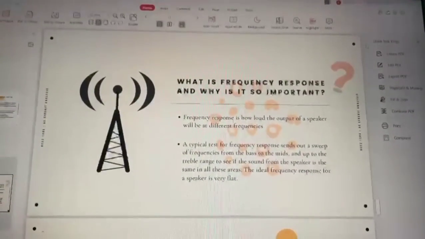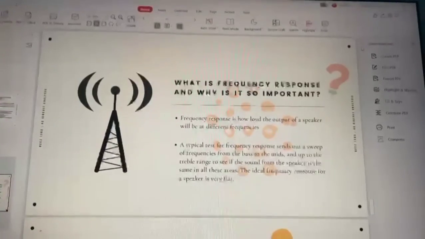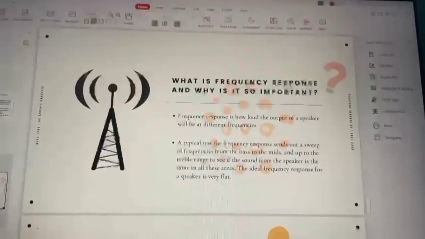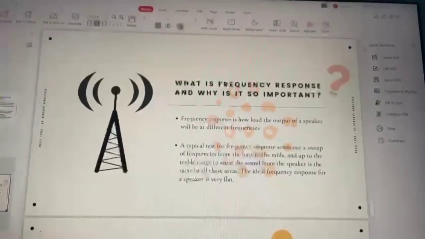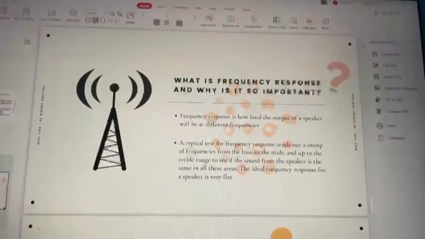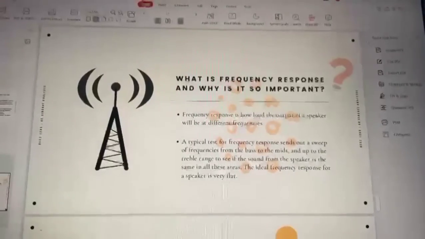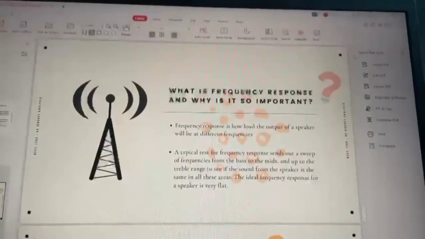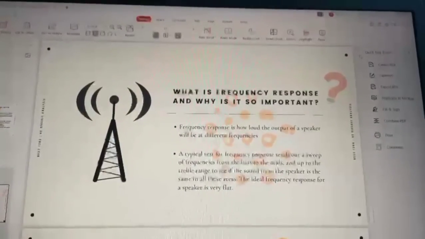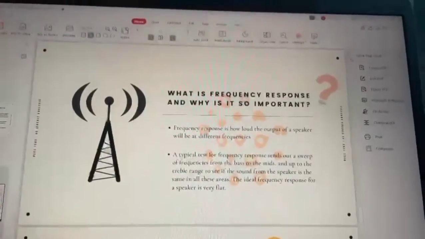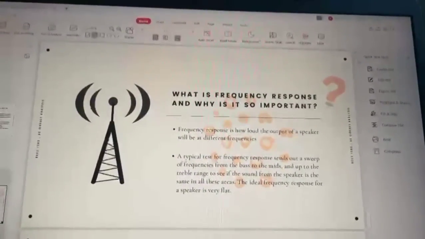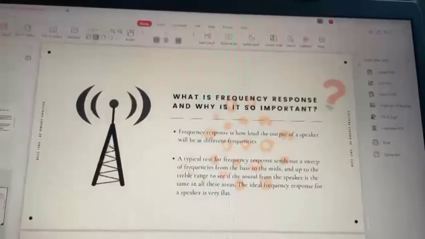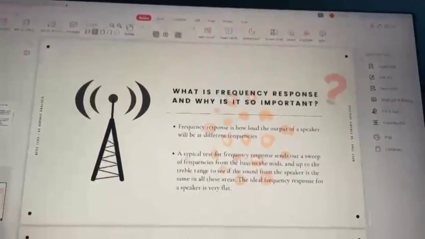What is frequency response and why is it important? Frequency response is how loud the output of a speaker will be at different frequency. Example, once the frequency is higher, the sound is also higher. A typical test for frequency response sounds out a sweep of frequency from the bass to the mids and up to the treble range to see if the sound from the speaker is the same in all the areas.